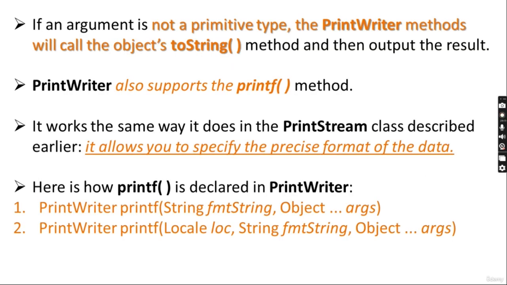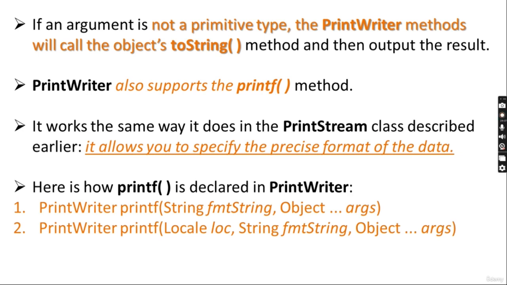If an argument is not primitive, the PrintWriter methods will call the object's toString method and then output the result. So if it is not a primitive type, it will be converted to a string and then displayed. It also supports the printf method. It works the same way it does in PrintStream. It allows you to specify precise formats like %f, %d, %t, etc.